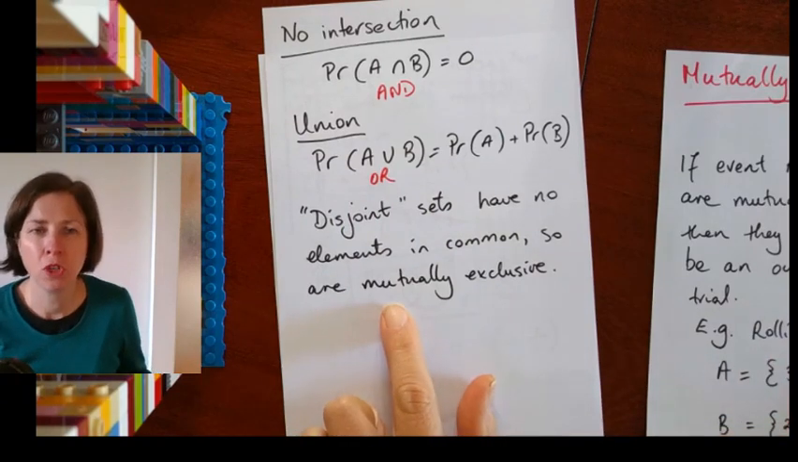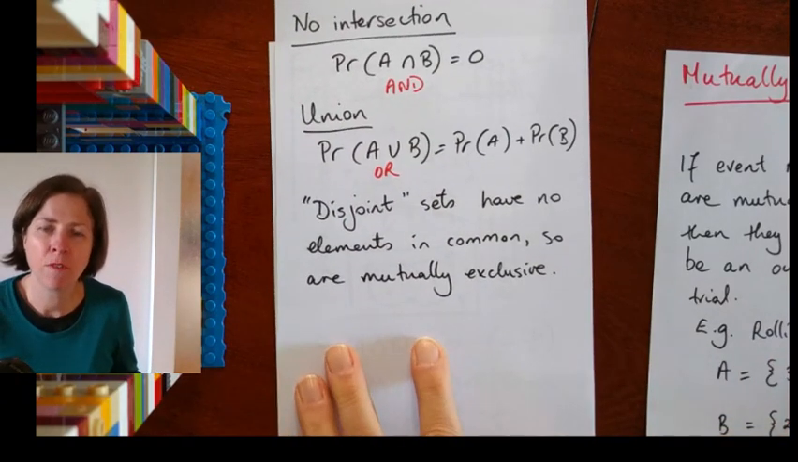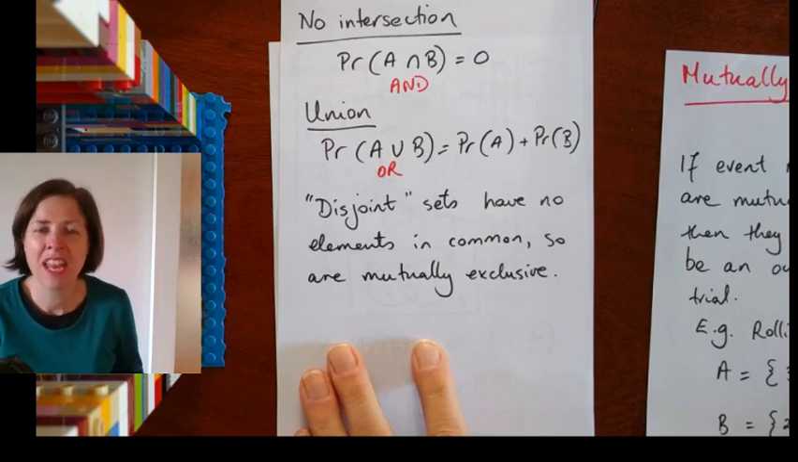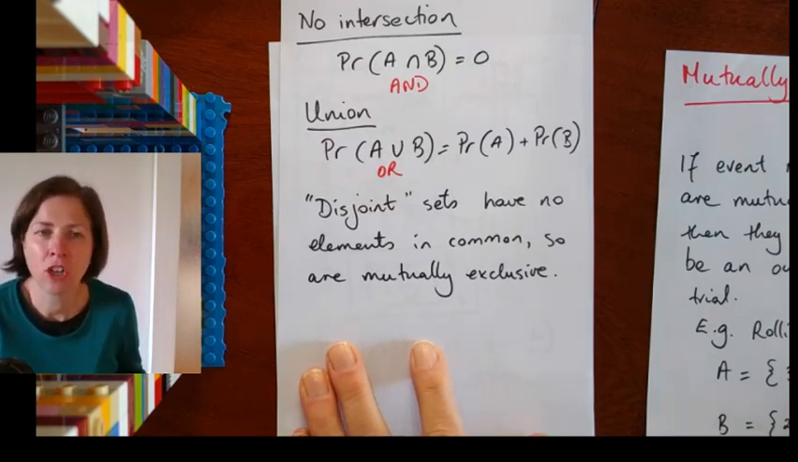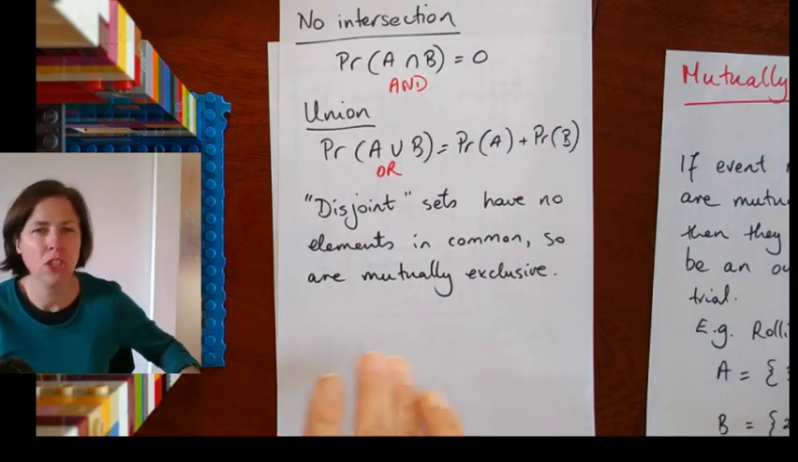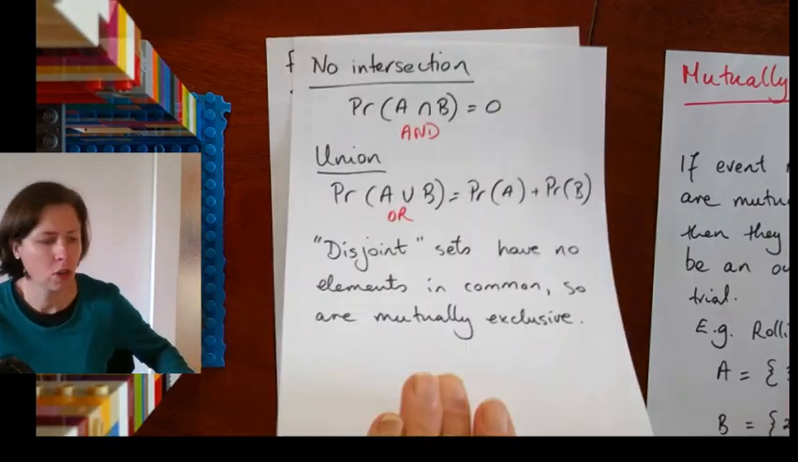Just one other word for you. The word disjoint, when referring to sets, means that they're not joined, okay? Disjoint sets have no elements in common, so it means that they are also mutually exclusive, but we'll use the word mutually exclusive most often.